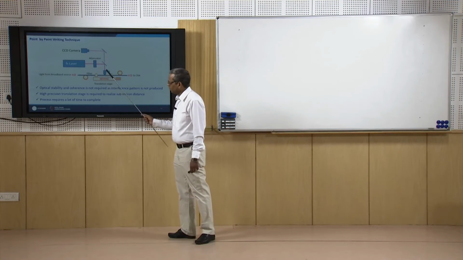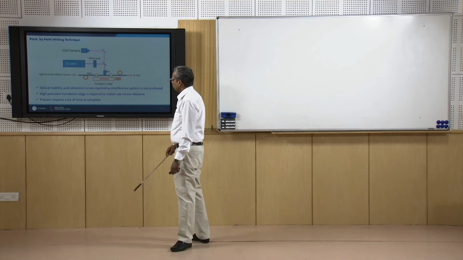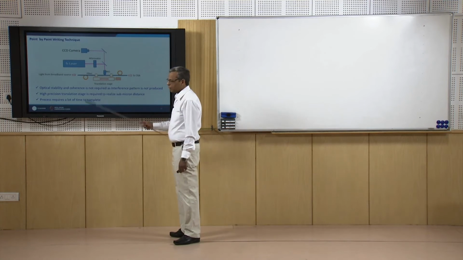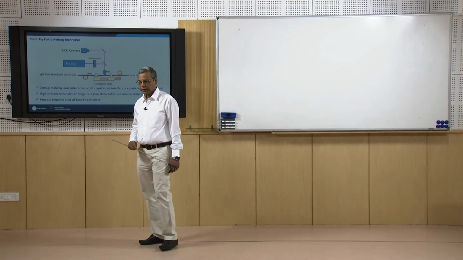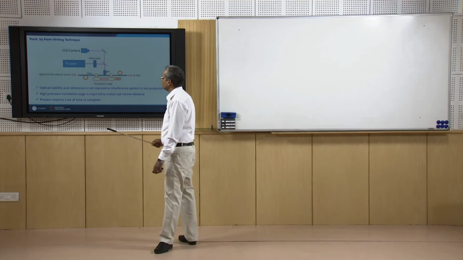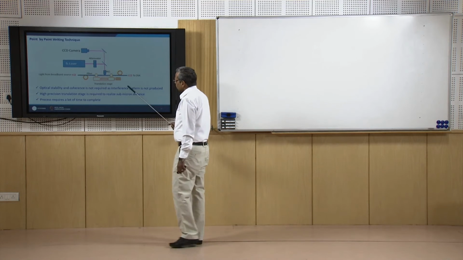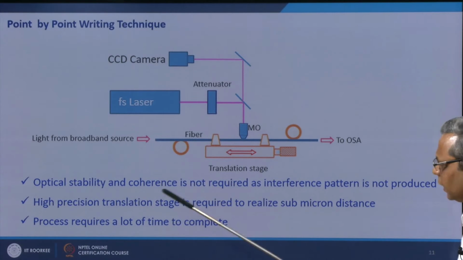At that point the germanium absorbs this laser UV light and the refractive index changes. Now, I shift this, translate this fiber and then again irradiate this beam, then another point is written, then I again shift it, then another point is written. So, that is how I can write the grating point by point. In such kind of setup I do not require very high optical stability and coherence because I do not produce interference pattern.